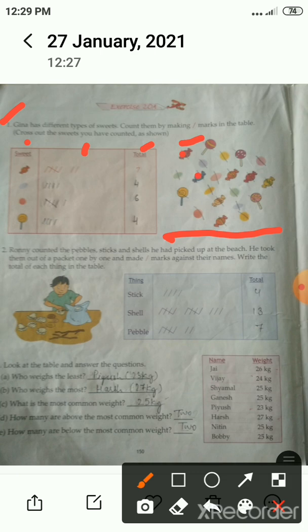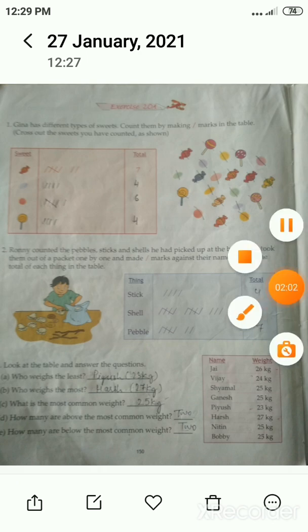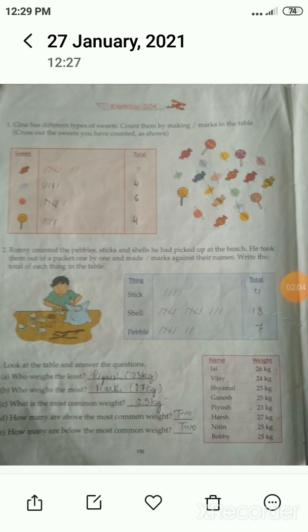1, 2, 3, 4, 5, 6, 7. Now put the mark here like this. 1, 2, 3, 4. 5 you have to cross out. 6, 7 and write here 7. Now next one. Next sweets you have to count this gray one.